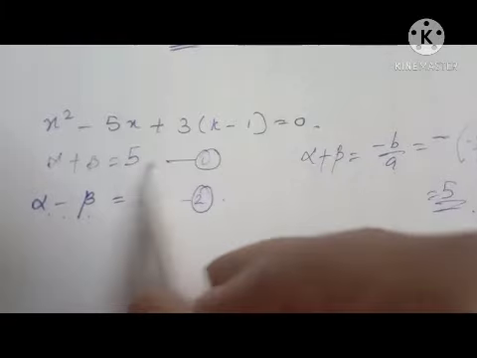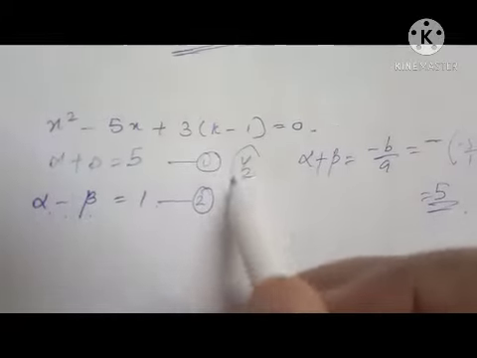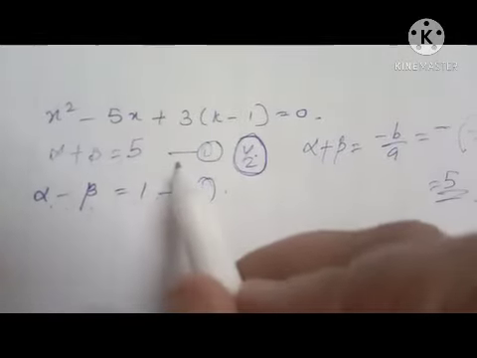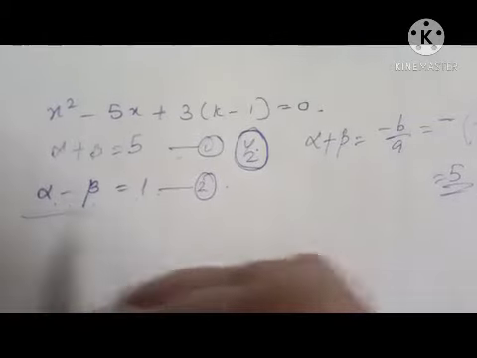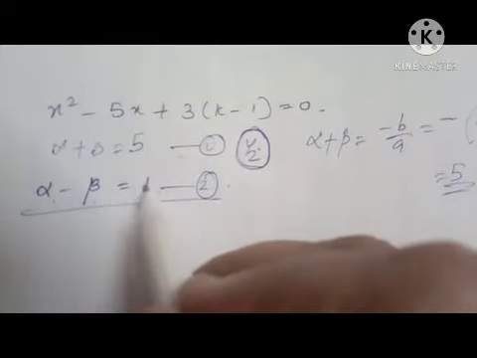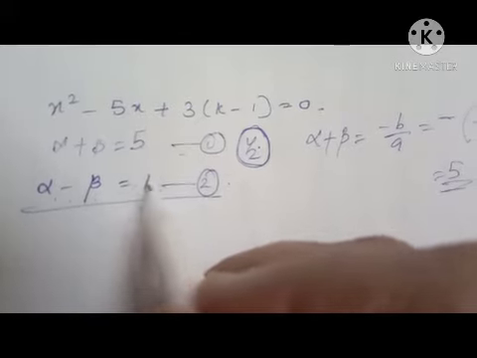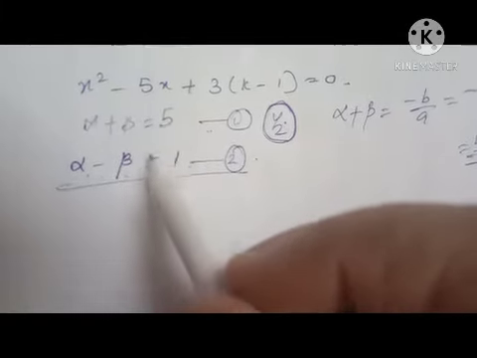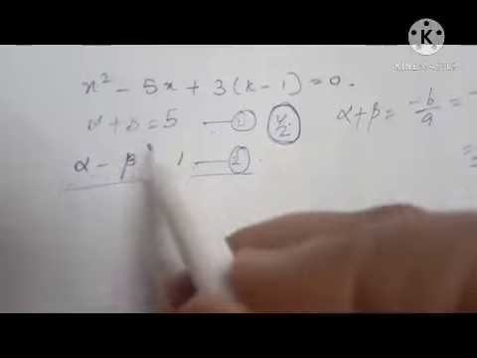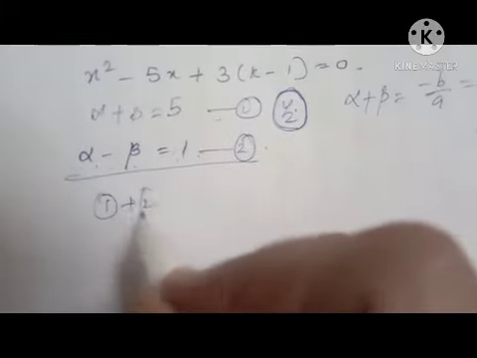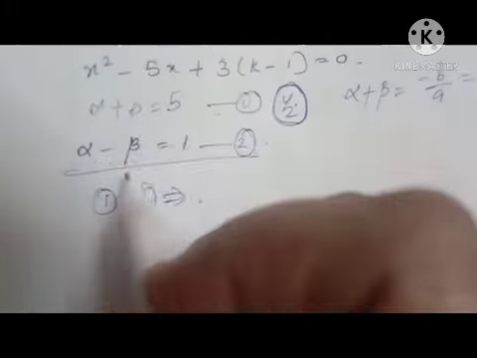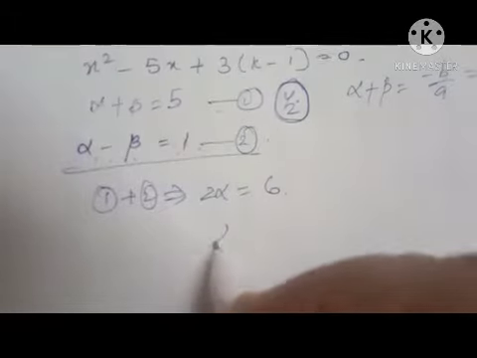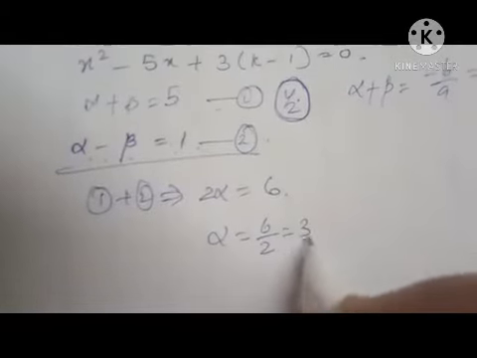For this equation we get half a mark. It is a 3-mark question, so the first half mark will be given for this equation. Then we can solve this and get the value of alpha and beta. When we add these two equations, or subtract them, anyway we will get alpha and beta. Here I add these two equations, then beta will be 0. Alpha plus alpha is 2 alpha equals 5 plus 1, 6. So alpha equals 6 by 2, that is 3.